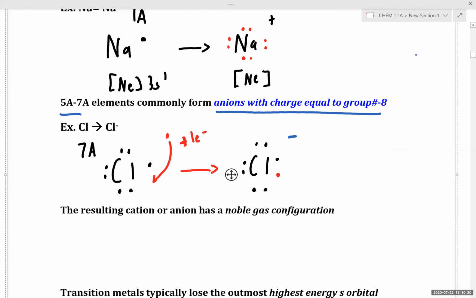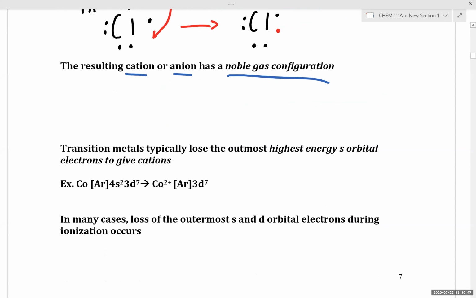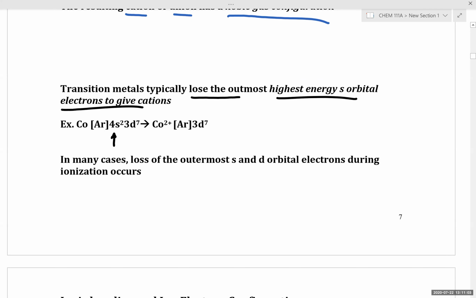So overwhelmingly, your cation or anion will have a noble gas configuration. Perfect. So we can use the Lewis dot model to help rationalize and explain ionization trends. Wonderful. Now, transition metals typically lose the highest energy s orbital electrons to give cations. So for example, cobalt is going to lose its 4s electrons first. Now, in many cases, you also see the loss of outermost s and d orbital electrons during ionization.